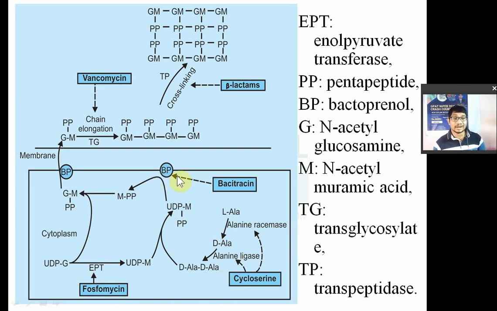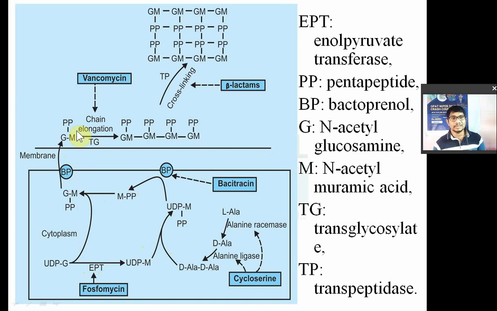There is one transporter known as bactoprenol. Bactoprenol is a transporter where the complex of N-acetyl glucosamine, N-acetyl muramic acid and pentapeptide is formed in the cytosol, in the cytoplasm, and that is transported across the membrane by the transport system known as bactoprenol, BP. That complex is transported across the cell membrane.